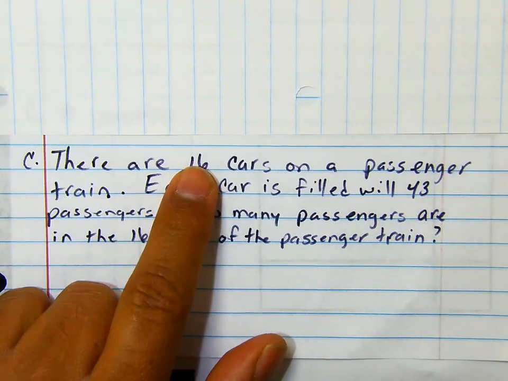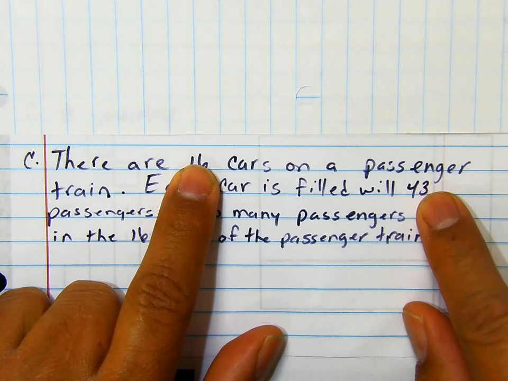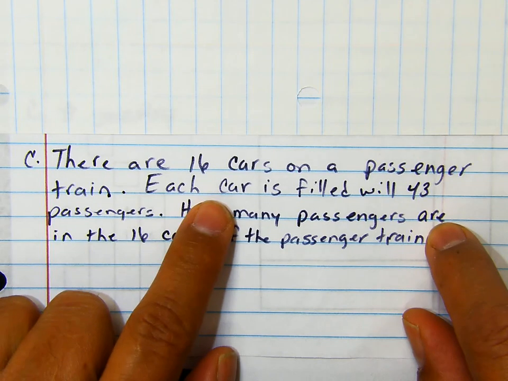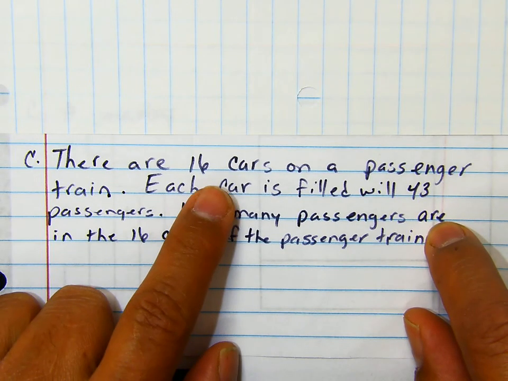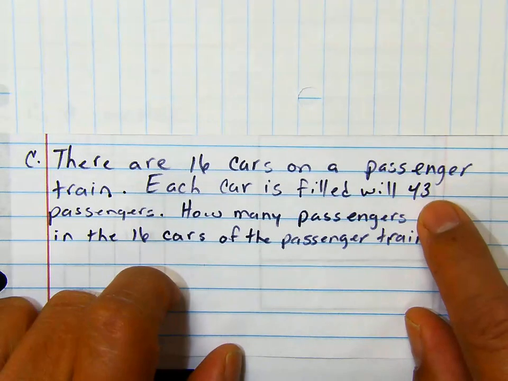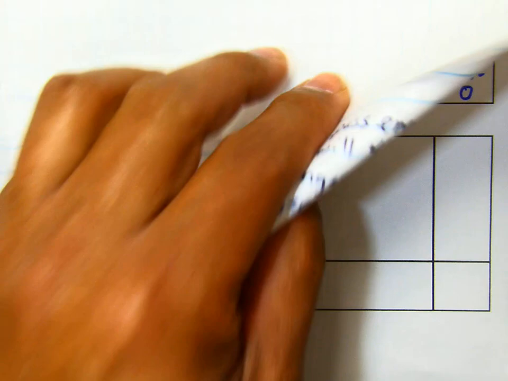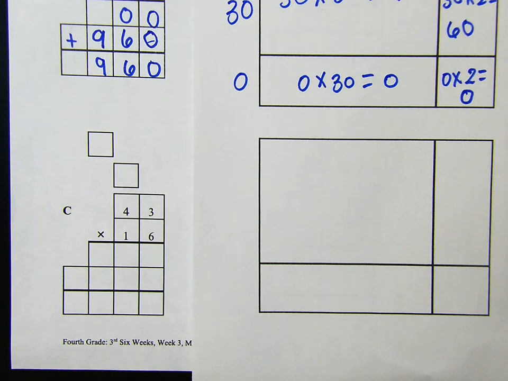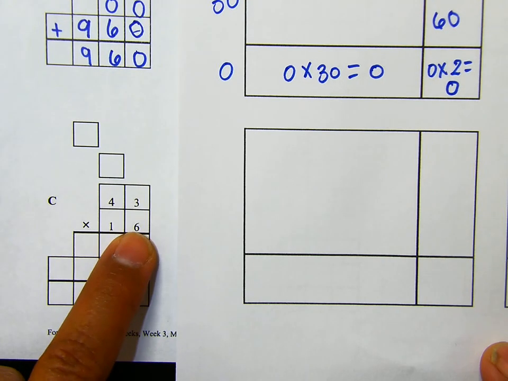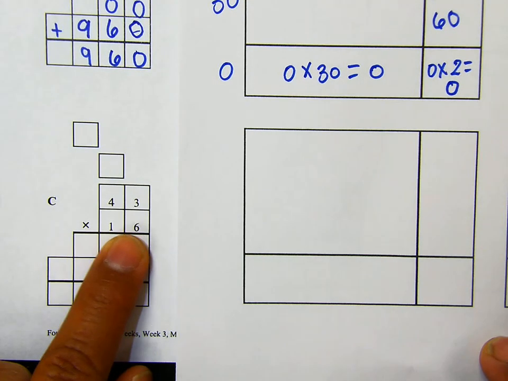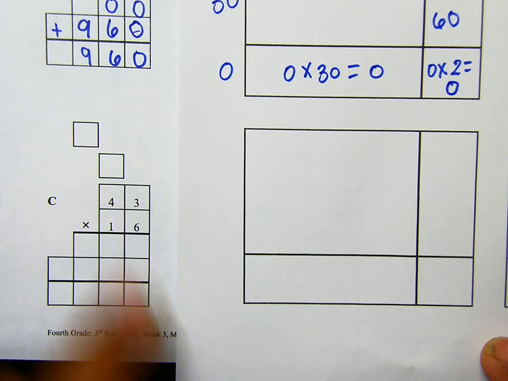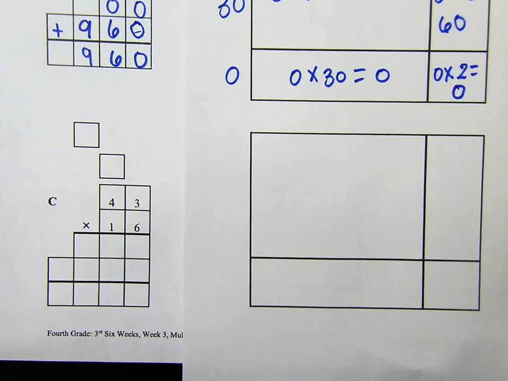So there's 16 cars. Each car has 43 passengers. So how many passengers would be in all 16 cars? So we can solve this by multiplying 16 times 43. There's 16 cars, 43 in each one. So if we look at our equation, these are our train cars. So 16 train cars, there's 43 in each one. How many passengers are there now?